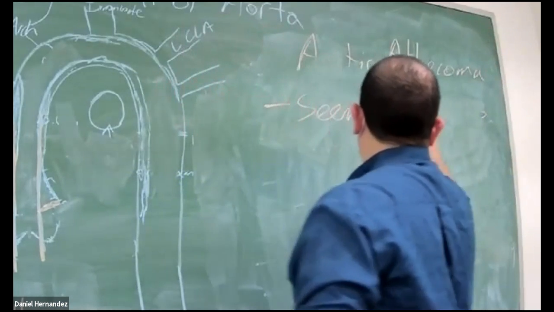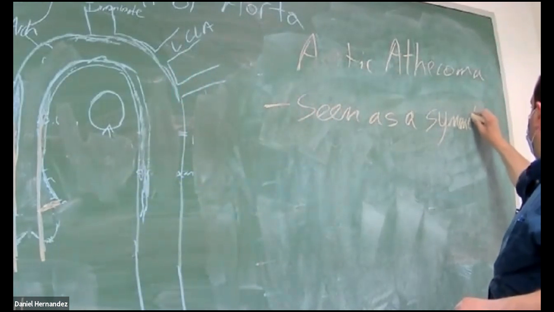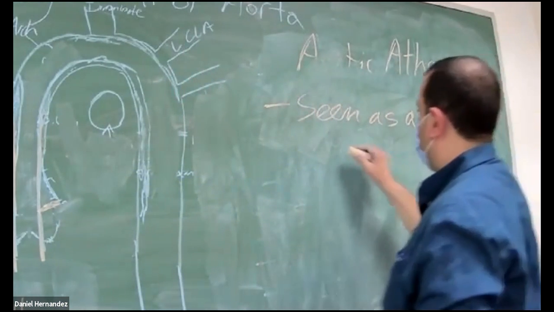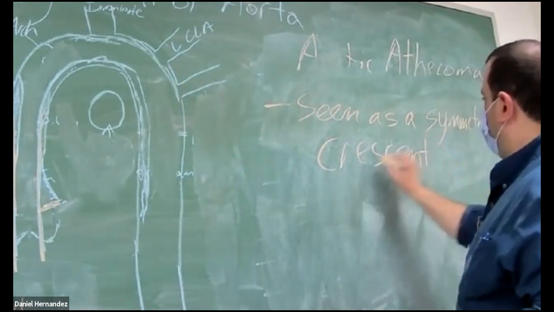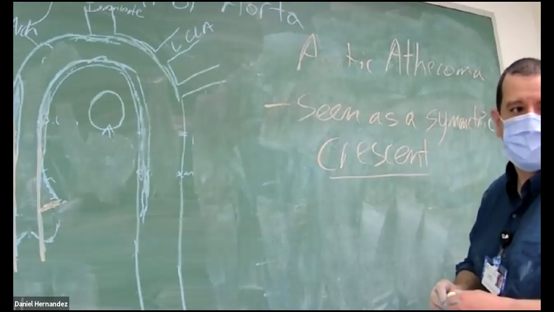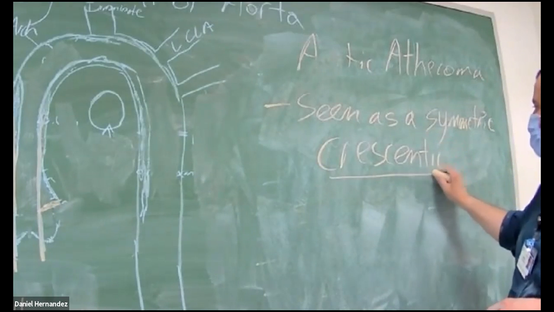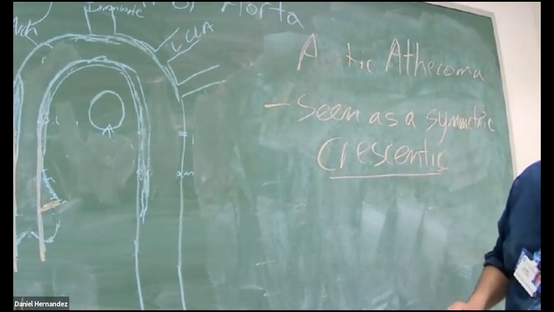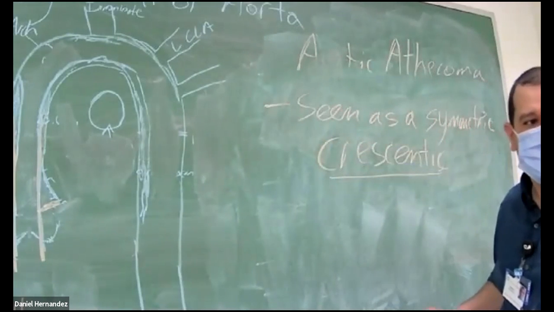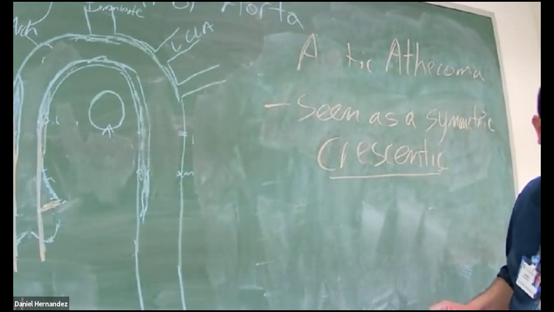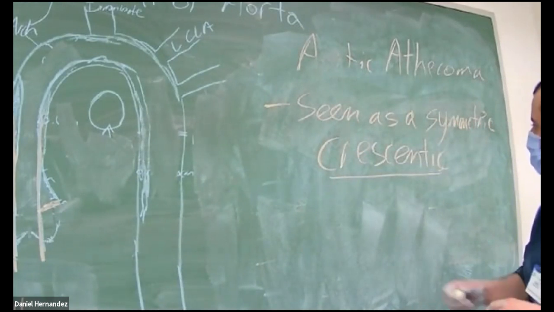Seen as a symmetric crescent. Crescentic. I never heard that word. Crescentic. Crescent. Asymmetric and crescentic appears to create a smooth, homogeneous crescent filling portion of the aortic lumen.